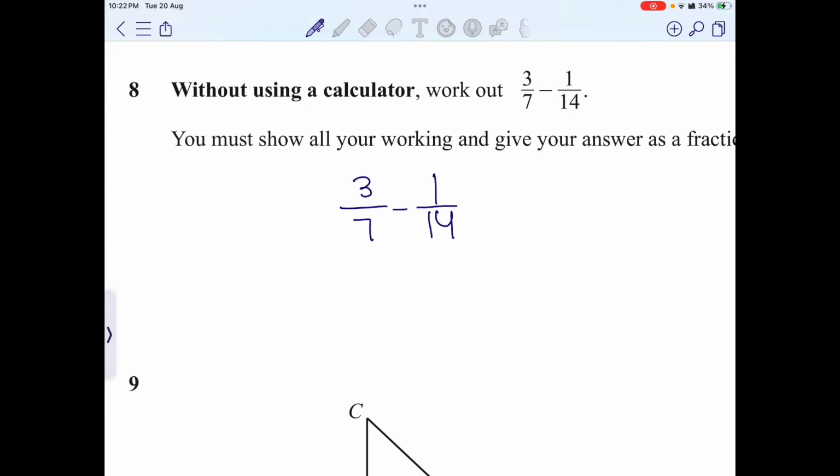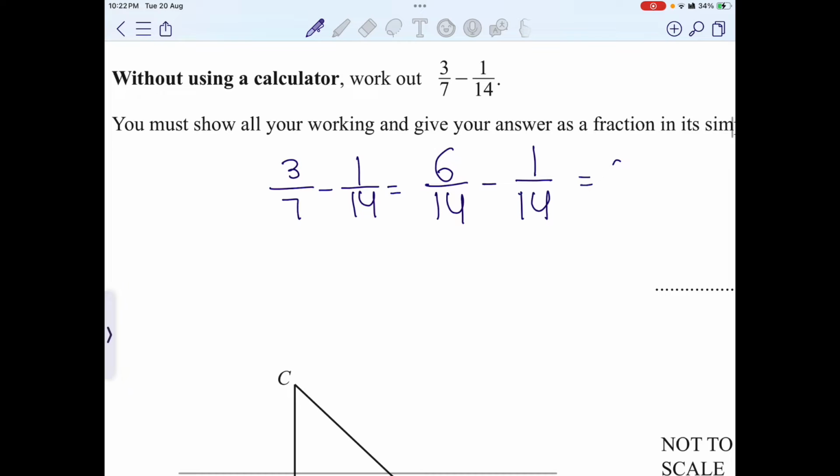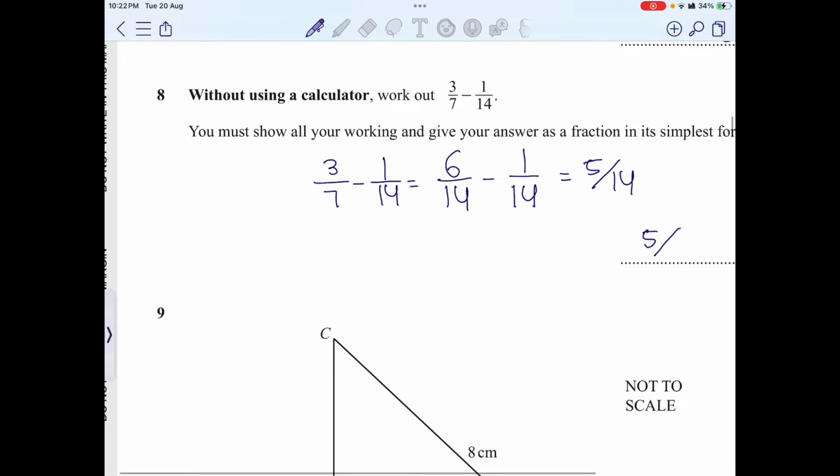So basically, whenever you're doing fraction subtraction, the denominators have got to be the same. So I'm going to make both of them 14. Now 7 times 2 is 14. That means you're going to multiply 3 by 2 as well. That becomes 6, and 14 remains 14. So now you have 5 over 14. Pretty easy question as well.